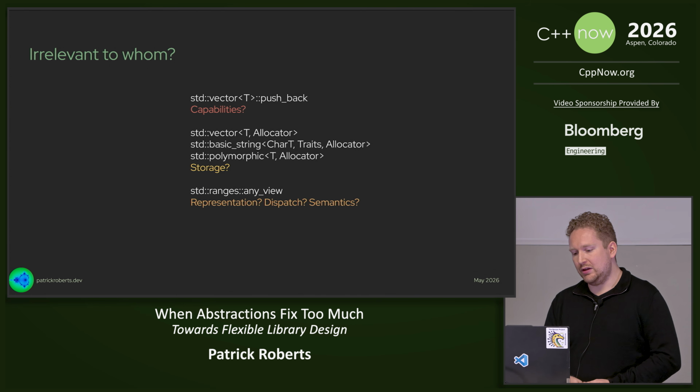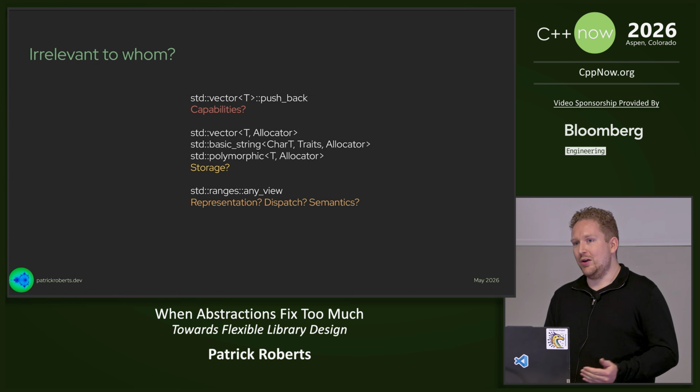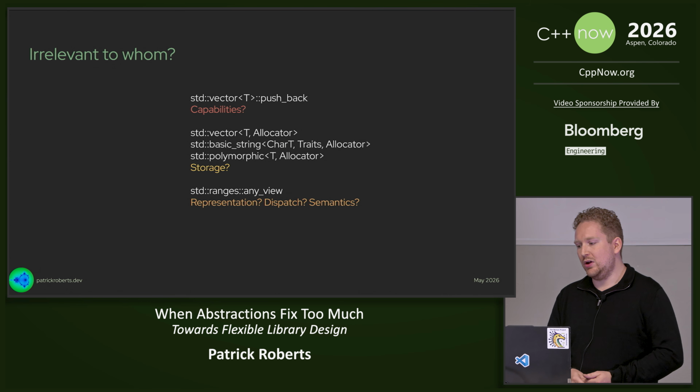And then lastly, AnyView. There's a lot of things that you might want to customize about this, but the standard library proposal and its implementation has to make a choice for you, because as an abstraction, it needs to simplify things. Some of those choices involve the underlying representation, the dispatch implementation, how that's facilitated, and then even the semantics, like does AnyView have a moved-from state? Is that moved-from state valueless? Does it have guaranteed semantics?